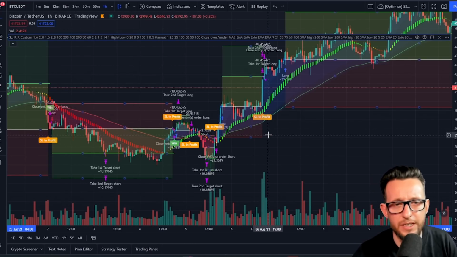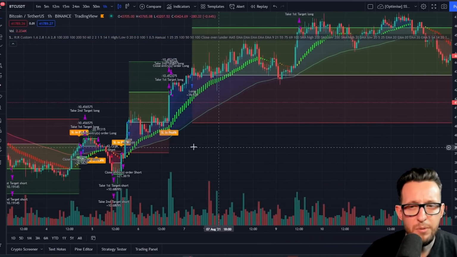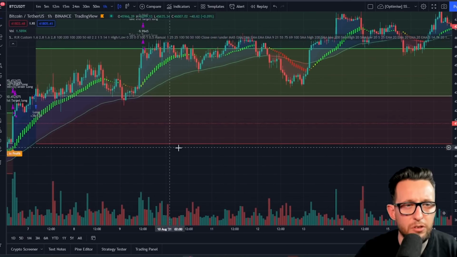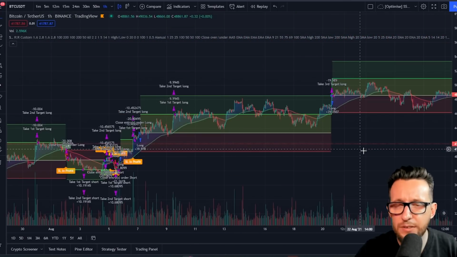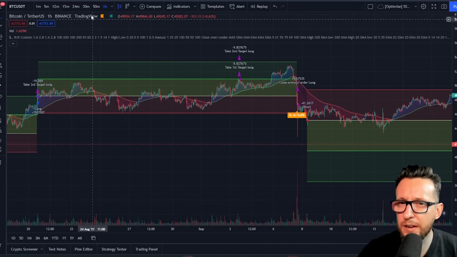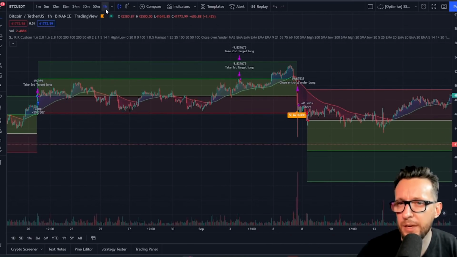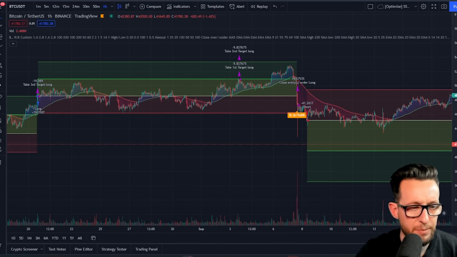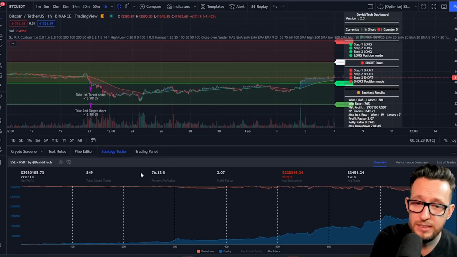So it's absolutely perfect. We have good entries, we're protecting our capital, and we've got quite a good strategy by the looks. Let's have a look at the back tester to see how we're doing on this period. As I said, I'm currently testing on Bitcoin 1 hour. Let's have a look at the back tester.